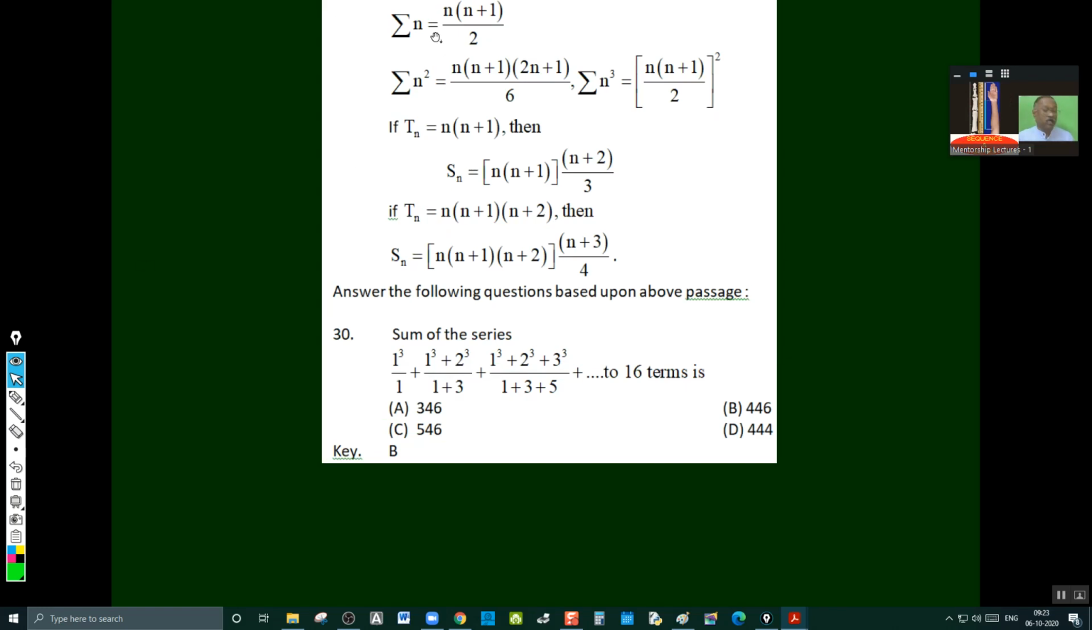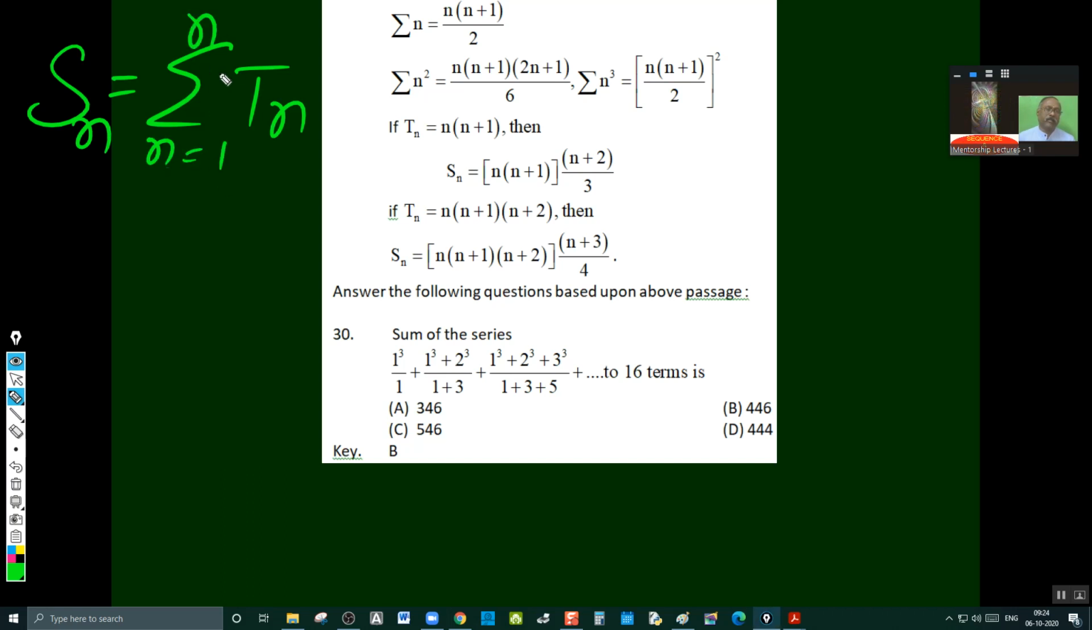Yeah, this is, I need not to tell you sum to n terms of sum of the first n natural numbers, n into n plus 1 by 2. Sum of the squares of first n natural numbers, n into n plus 1 by 2 whole square. Sum, that's all. Both are given. If Tn is equal to n into n plus 1, then Sn is equal to, we replace that. Sigma, and what he means to say there. If you know Tn, Sn is sigma Tn. That's what he means to say. N runs from 1 to n. That's what he did.